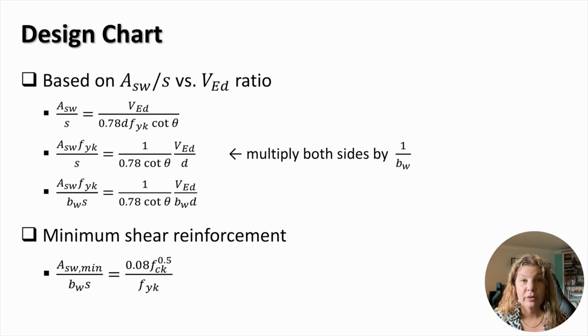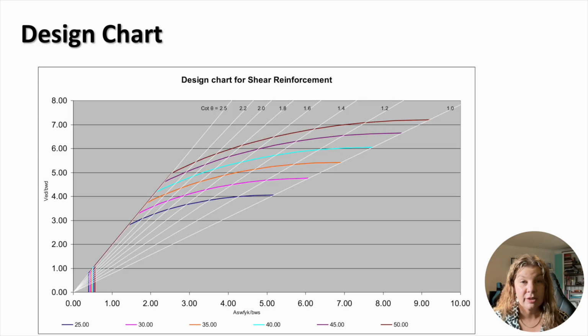This chart is based on the equality of two non-dimensional parameters, ASW times FYK divided by BW times S, and VED divided by BW times D. This is the design chart. As you can see, the chart includes the effects of concrete class, the strut inclination angle, and is divided into three zones. The first zone corresponds to very low shear. In this case, only minimum shear reinforcement is required.